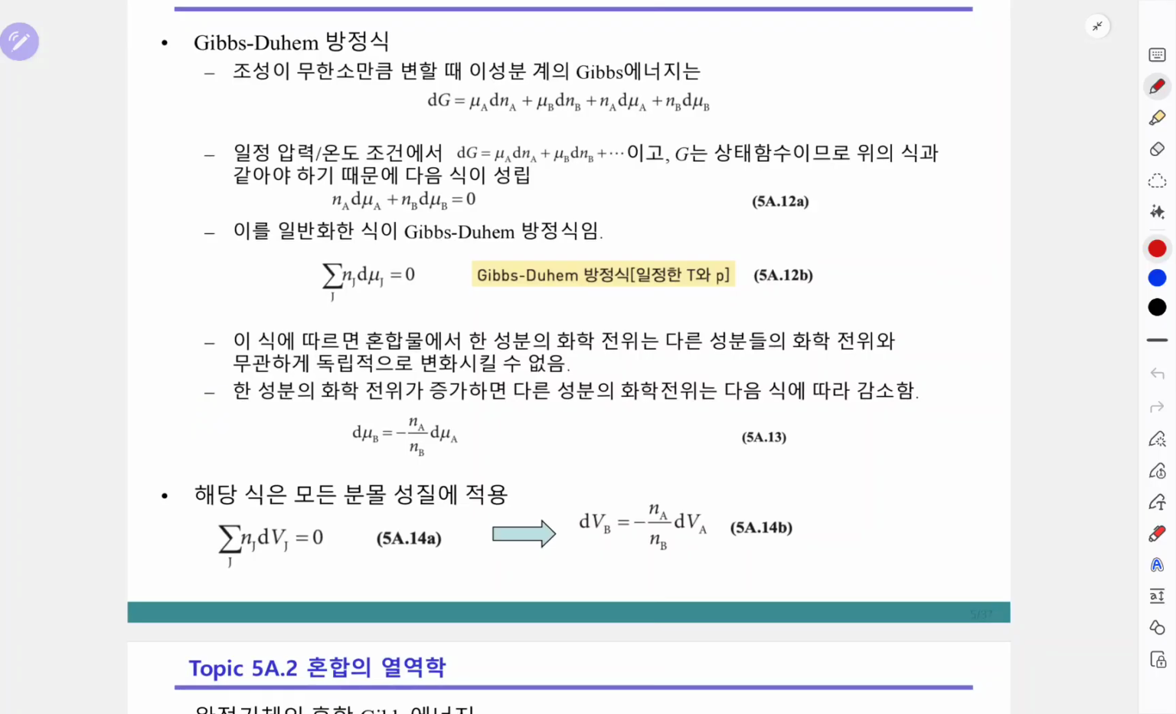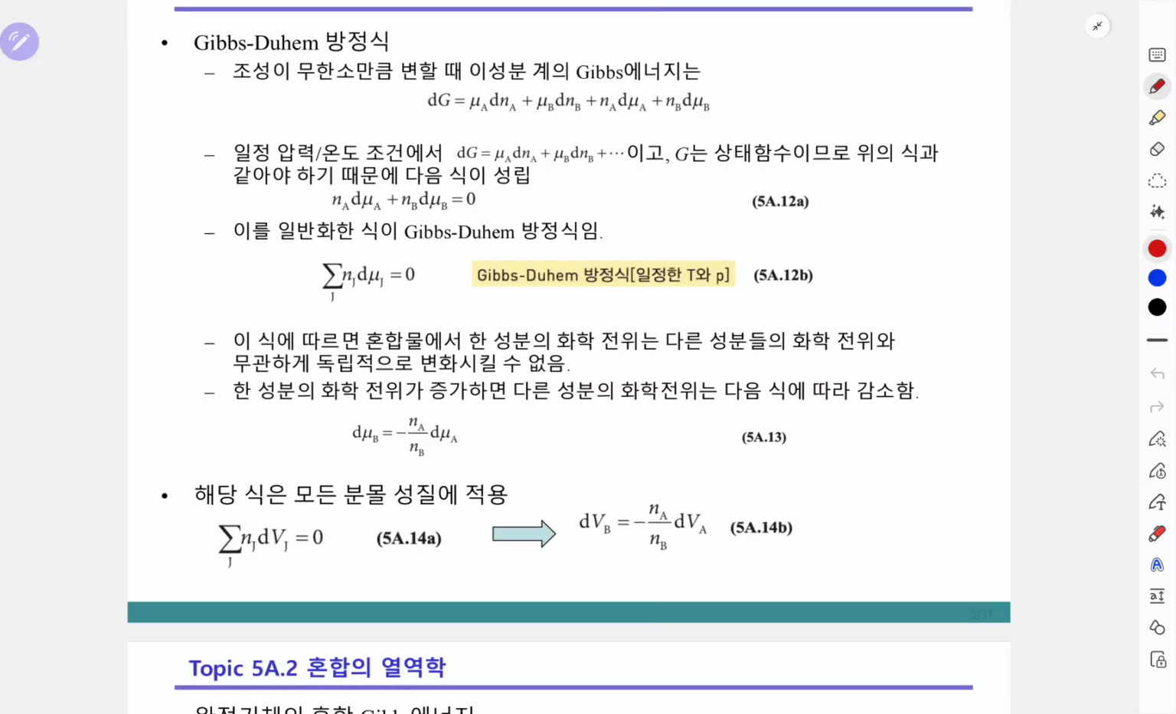그래서 이걸 바이너리 믹스처에 대해서 나타내게 되면 d mu b는 마이너스 na over nb d mu a 이렇게 나타내게 되는 거고요. 마이너스가 붙어 있는 게, 아까도 보셨듯이 물의 몰라 볼륨이 바뀔 때 포타슘 설페이트도 반대 방향으로 바뀌는 것을 확인했었고, 모든 성분 조성에 적용할 수 있습니다. 그다음에 믹싱 프로세스의 서머다이나믹스를 배웠고요.